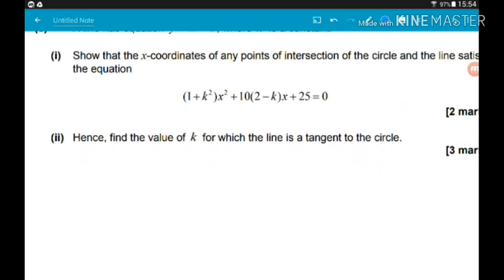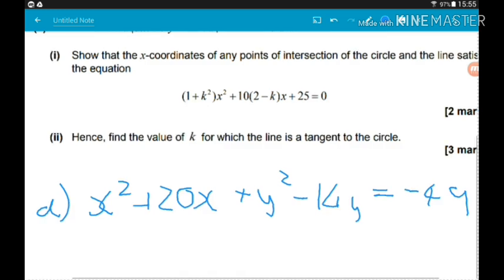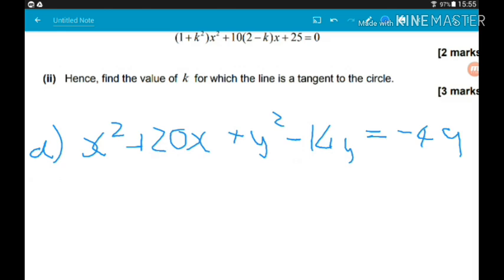So first of all we're going to rewrite the circle equation as x squared plus 20x plus y squared minus 14y, and that is equal to minus 49. So I've reordered and subtracted the 49. Okay, now we need to complete the square separately on the x and y terms.